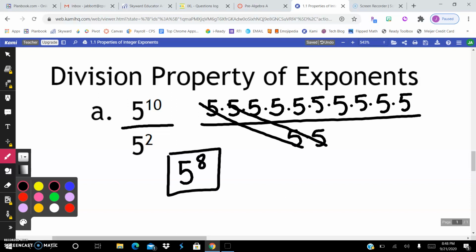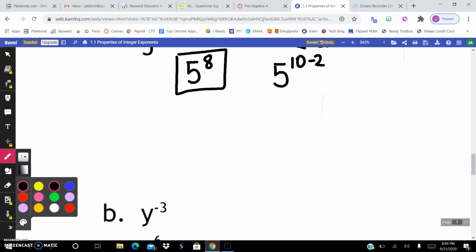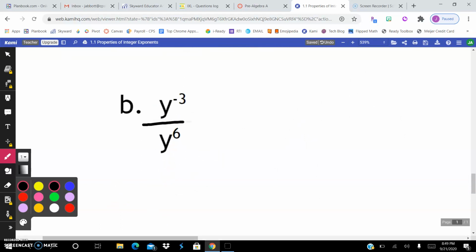A quicker way than writing that all out would be to think about the top number, 5 to the 10th. We have to subtract whatever is at the bottom for an exponent. So 10 minus 2 is 8. All right, this one, y to the negative third divided by y to the 6th. The bases are the same, so we can leave that. We have a y. We take the top exponent and subtract the bottom exponent. So a negative 3 minus 6. Basically a negative 3 and a negative 6, so you owe both those numbers. You're going to owe 9.